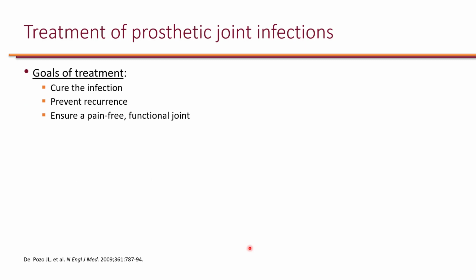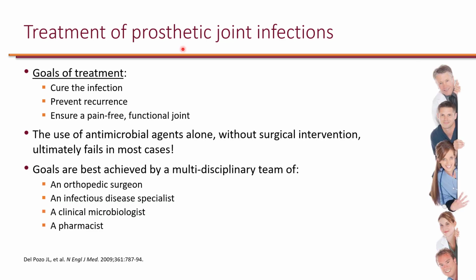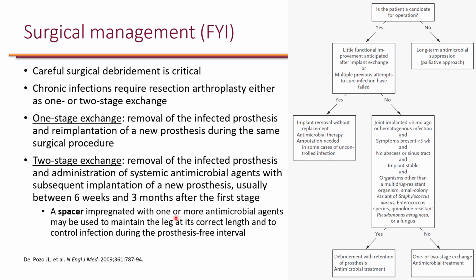Now, for prosthetic joint infections, the goal of therapy is, of course, to cure the infection and prevent recurrence, but also to ensure a pain-free and functional joint. The use of antimicrobial agents alone without surgical intervention is often unsuccessful because of the presence of a foreign object. Source control becomes extremely important. Therefore, the goals are best achieved by a multidisciplinary team of orthopedic surgeons, infectious disease specialists, a clinical microbiologist, and of course, a pharmacist. Surgical intervention is key.